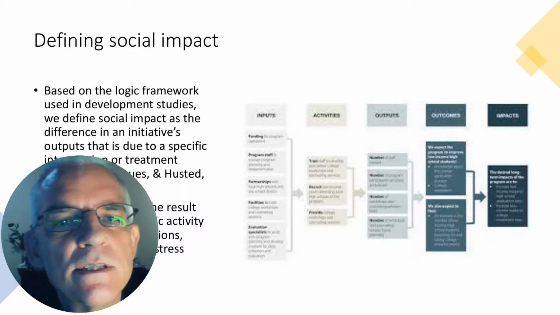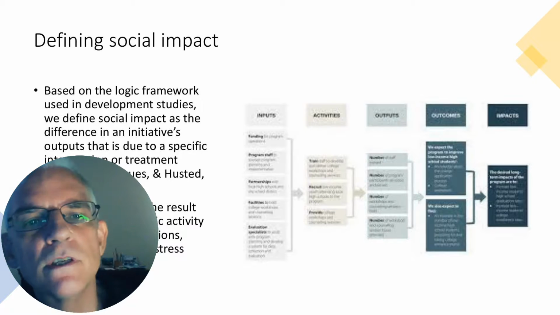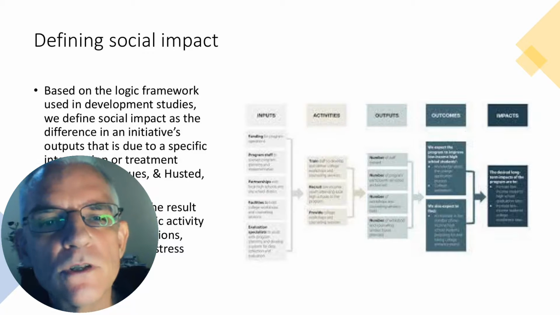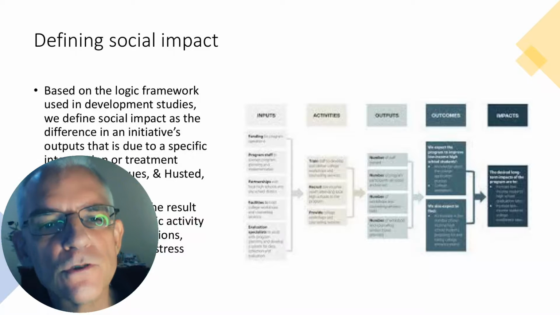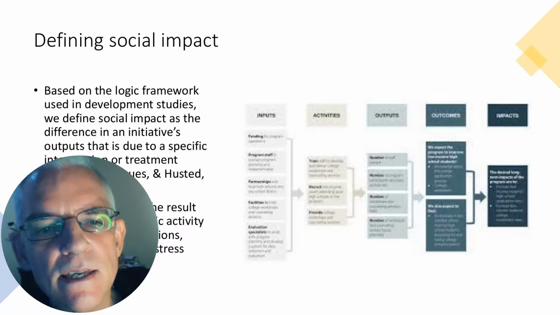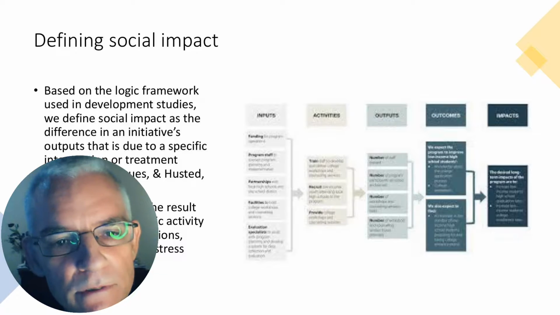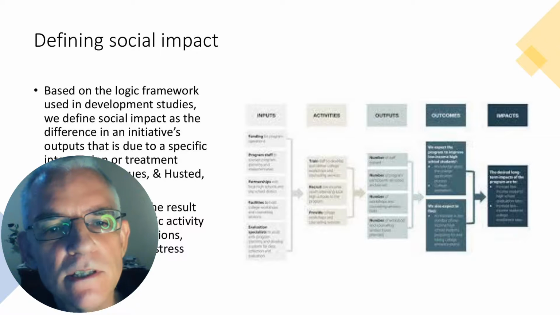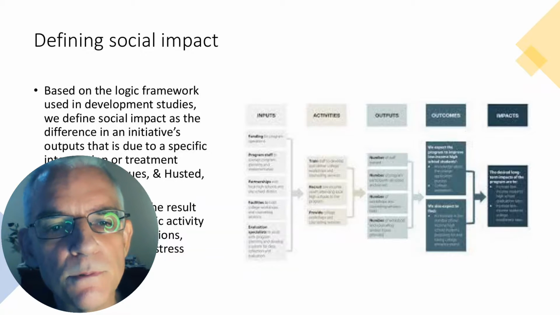In terms of defining social impact, we build off of the logic framework used in development studies and define social impact as the difference in an initiative's outputs that is due to a specific initiative or treatment. So causality is at the essence of this definition. And output is the specific product or result that a given CSR initiative is meant to produce. It could be related to emissions or stress levels or the number of beneficiaries participating in a given program.